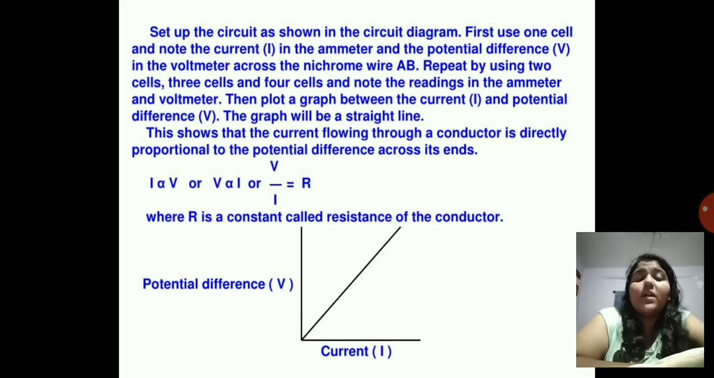When they plotted these readings on graph paper, they got the result that the graph was a straight line. This shows that the current flowing through a conductor is directly proportional to the potential difference across its ends. The straight line indicates that as the potential difference increases, the current also increases. So that's why Ohm's law is proved here.